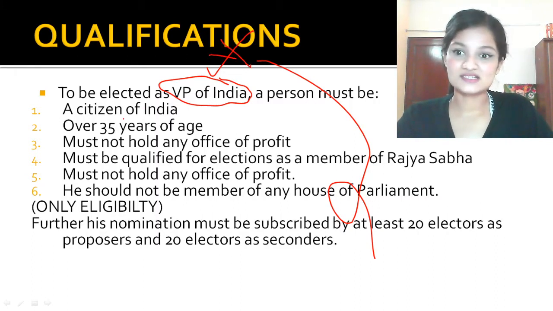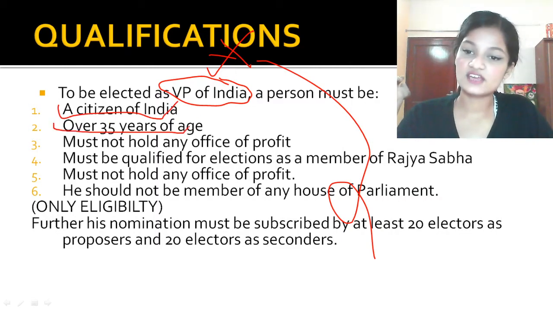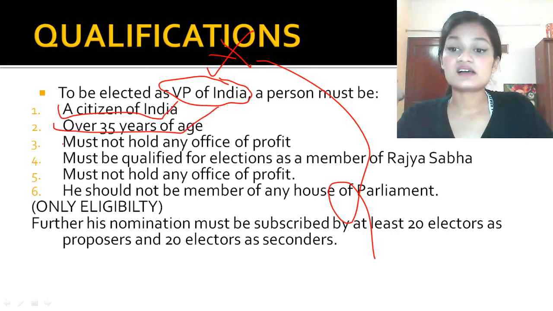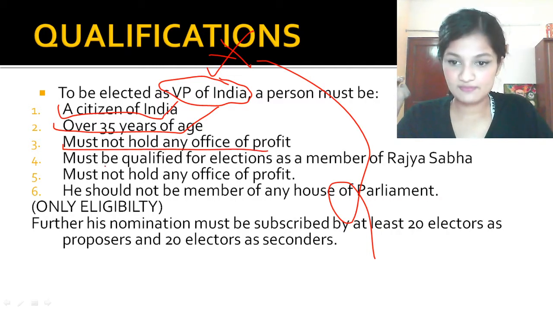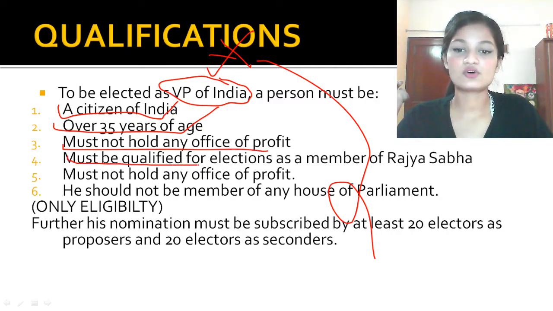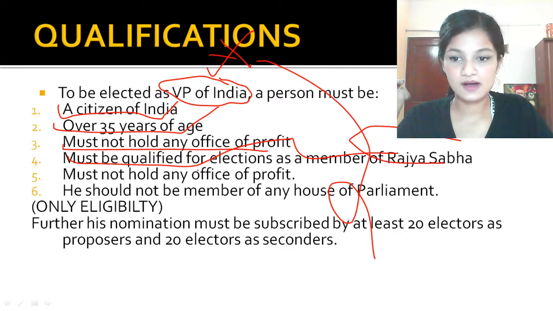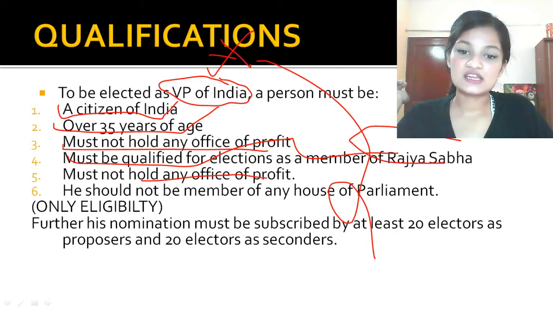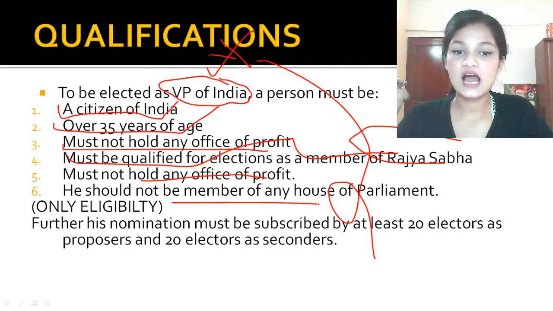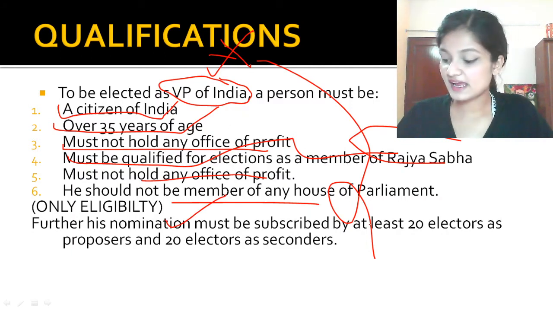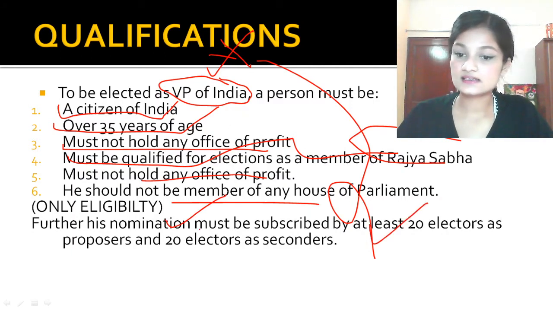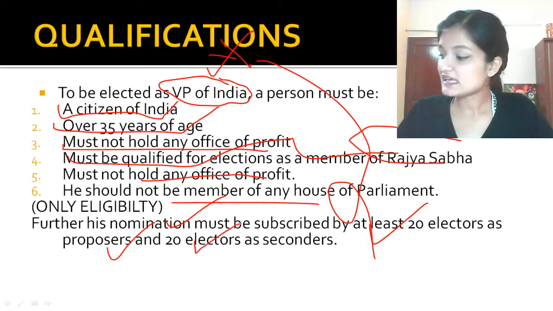I mean, almost. So one is obviously that he must be a citizen of India. He must be over the age of 35 years. He must not hold any office of profit. He must be qualified for elections as a member of the Rajya Sabha. He must not hold any office of profit and he should not be a member of any house of the parliament. His nomination must be subscribed by at least 20 electors as proposers and 20 electors as seconders.